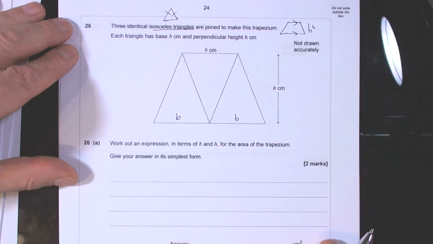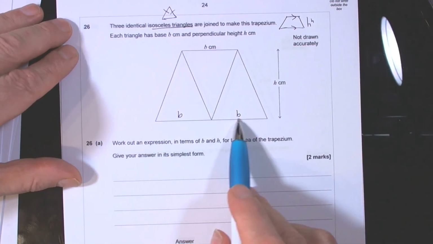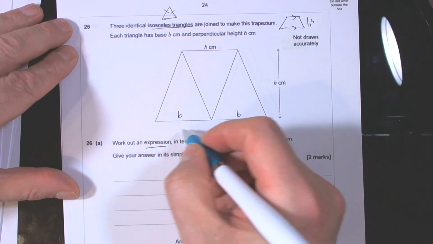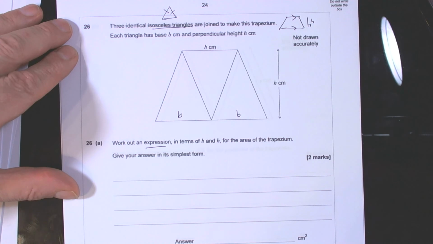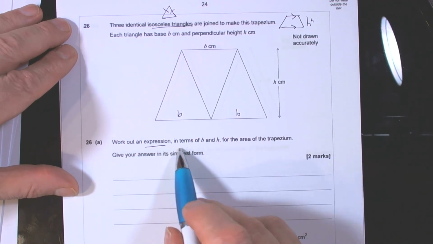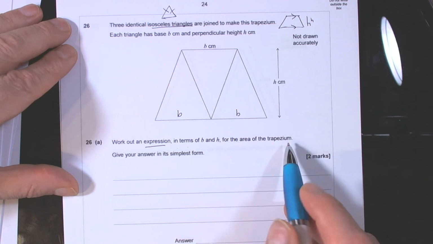Okay, so we've got the information sorted. We know we can add things to the picture to help us. It says work out an expression, so that just means a series of letters with no equals at the end of it. Letters and numbers, of course, are expressions. In terms of b and h for the area of the trapezium.